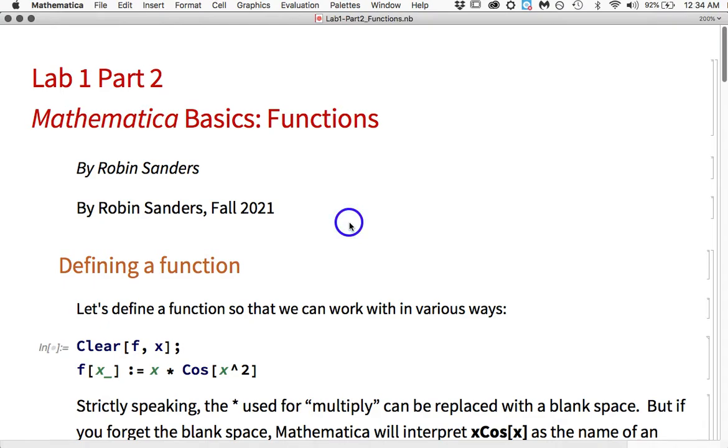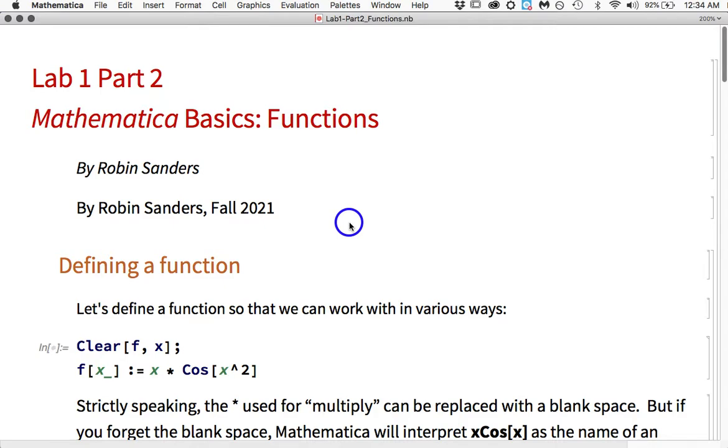In this video, we will finish working our way through Lab 1 Part 2 together. Now, at the end of the last video, I actually quit Mathematica, went out and did some other stuff, and now I'm back to finish making this video and finishing the work for Lab 1 Part 2. And that's actually a fairly common thing that students do.